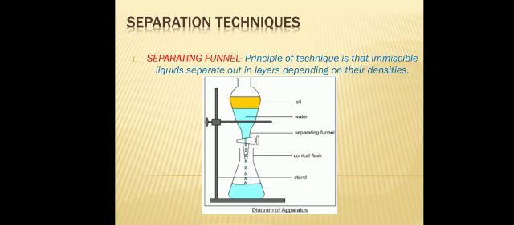The principle of the technique is that immiscible liquids separate out in layers depending on their densities. The meaning of immiscible liquid is the liquid which does not mix into each other. For example, water and kerosene. You know that water is denser than kerosene.